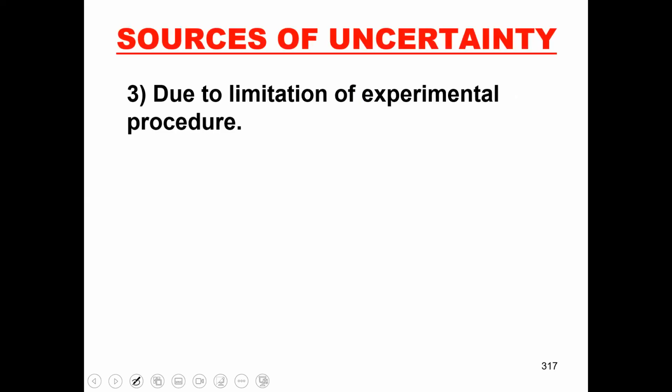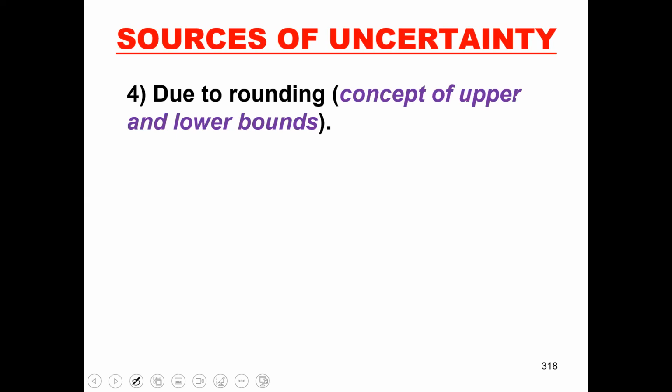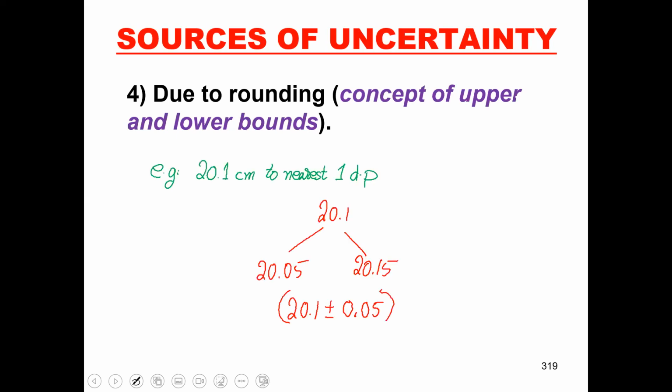Uncertainty due to limitation of experimental procedure. You cannot measure everything with maximum accuracy, so there is always some known limitation. Due to rounding error, when you note down the values, you have to round them. This introduces an error, which was in our O-level maths also. So say 20.1, it can be 20.05 and 20.15. This is called rounding error.